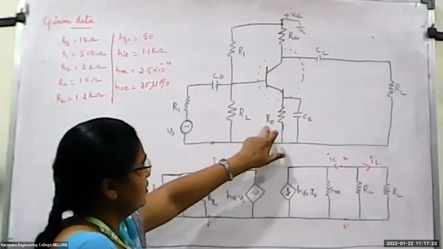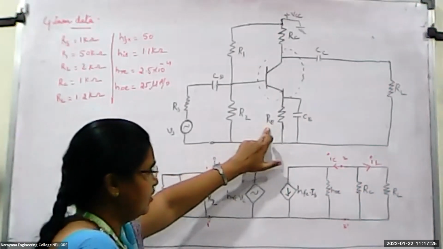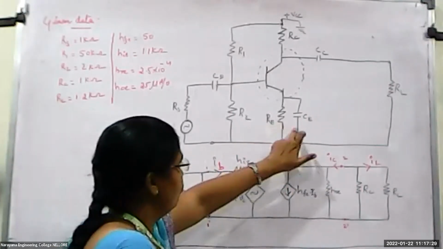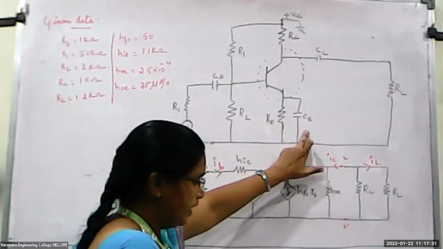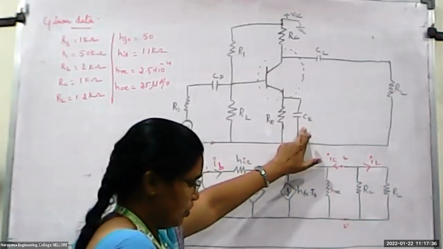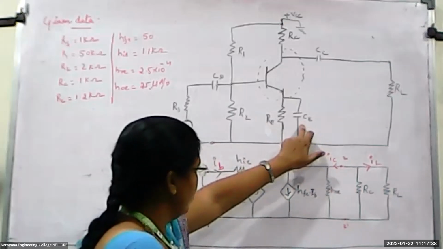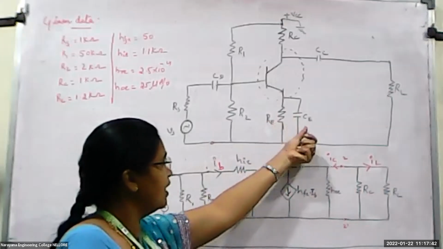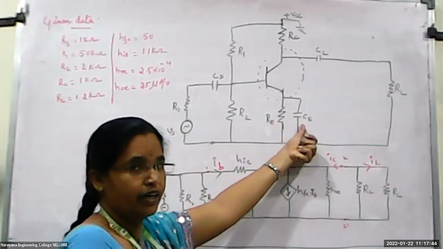What about RE? What happens to RE here? When CE is short circuited, it means voltage is 0. Here this voltage 0 means this RE is in parallel with this CE. Are you understanding?